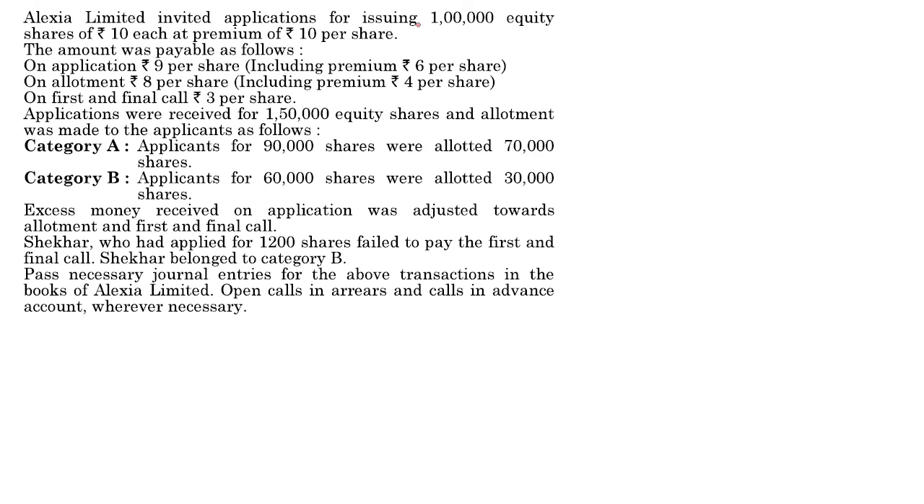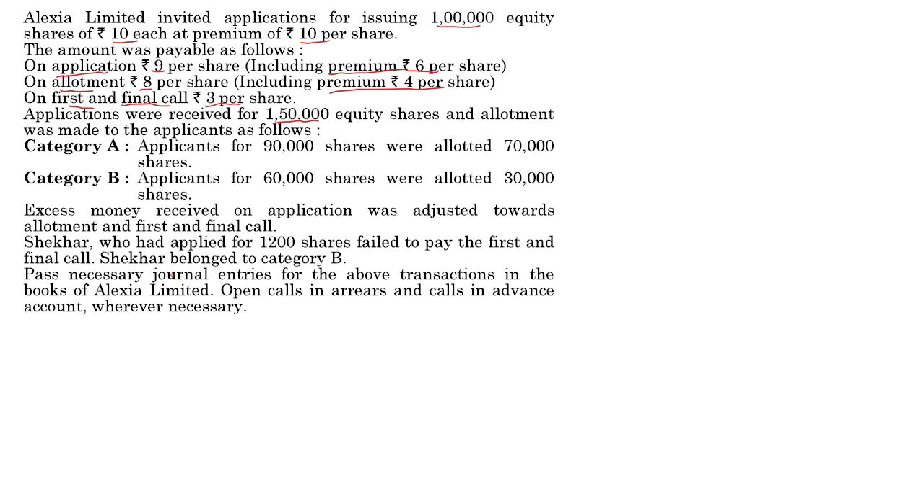Alexia Limited invited applications for 1 lakh equity shares of 10 each at a premium of 10 per share. Application is 9 including a premium of 6, allotment is 8 including a premium of 4, and first and final call is 3. Applications were received for 1,50,000 shares, and we got two categories. Excess money was adjusted towards allotment and first and final call. That means we're not refunding anybody anything.